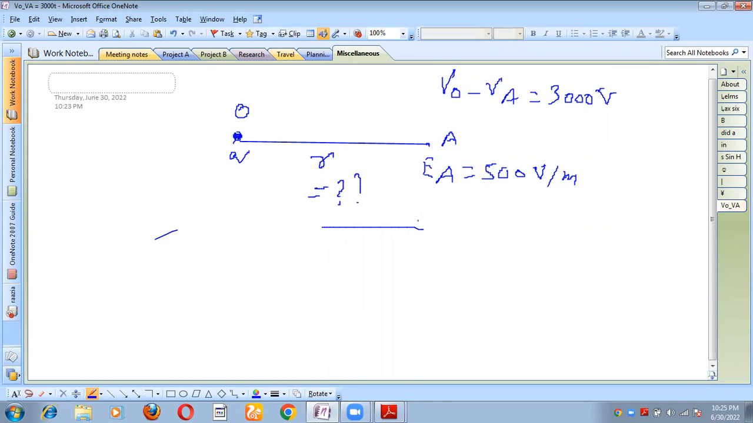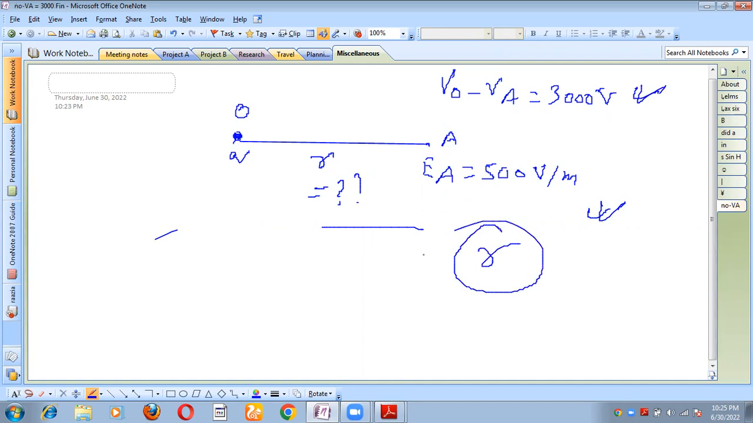Has everyone understood the question, what it is saying and what we have to find? Electric field at point A is given. We have to find distance. When you are solving such questions, first you have to see what things have been given and what things we have to find out. Here electric field has been given, potential has been given, and distance we have to find out.